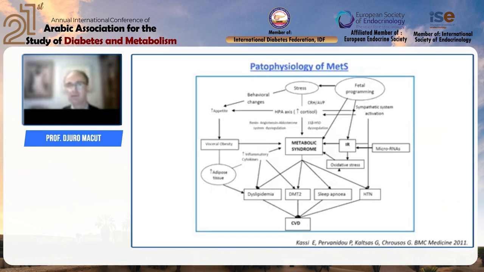Pathophysiology is even more complex. We can say that there is fetal programming and the effect of stress and a change of behavior toward increased appetite, but then we also have the very important role of cortisol. So we have increased activity of the HPA axis, and then we have the metabolic syndrome at the core of the problem. We have insulin resistance together with oxidation. We can expect dyslipidemia and type 2 diabetes, and all of those lead toward cardiovascular conditions.